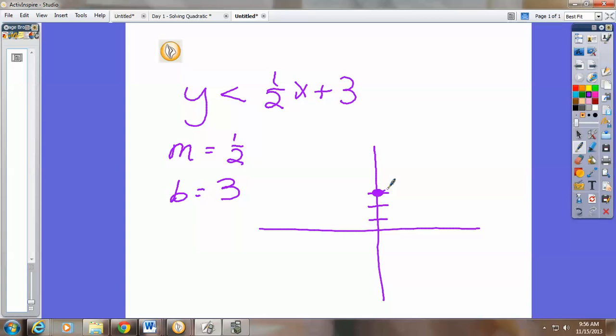The slope is 1/2. What does that mean? You go up 1, rise 1 over 2. Good. Up 1 and over 2. Now instead of going up 1 and over 2, what else could I have done? Down 1 and left 2. Down 1 and left 2.